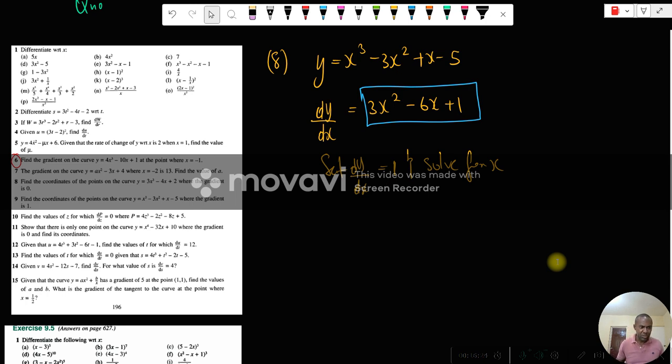So we continue to look at differentiation. We're looking at number 9, rather. So this is number 9, not number 8. I inadvertently made a little mistake of trying to combine the two questions. Number 9 says, find the coordinates of the points on the curve y equals x cubed minus 3x squared plus x minus 5, where the gradient is 1. So we went ahead and differentiated and found the gradient function dy by dx. Then we set dy by dx equal to 1 and solve for x. Everybody should be able to solve that resulting quadratic equation.